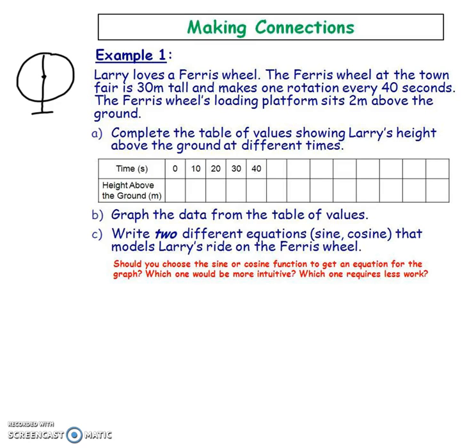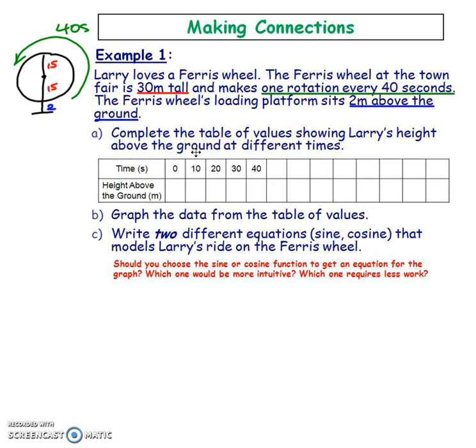So here is our Ferris wheel. We know that it's 30 meters tall, so the wheel itself has a diameter of 30, and that's why I broke it up into even portions of 15. One rotation is 40 seconds, so if you're loading right here at the bottom of the platform, 10 seconds later you're going to be here, 20 seconds is going to be at the very top, 30 seconds is going to be here, and then at 40 seconds you're going to be at the bottom again. So that's what I have right here, which is one rotation.